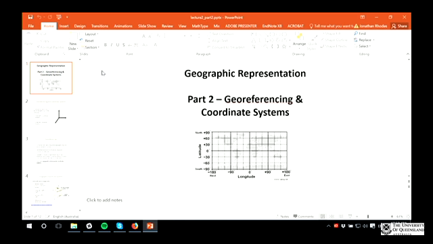That's one of the, I guess, the power of GIS: integrating data sets together. So yeah, good question, and thanks for reminding me.